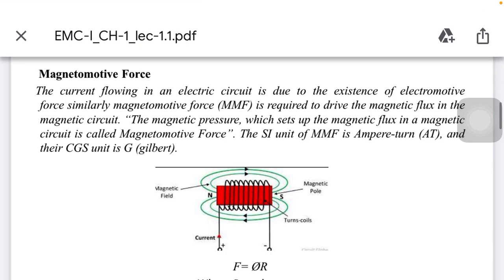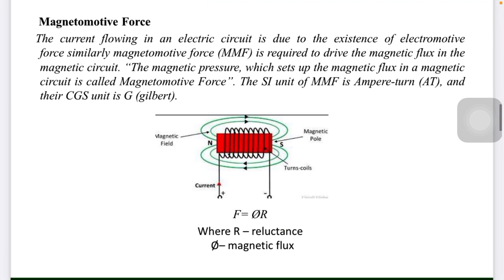Second, it is defined by flux into R, in which flux is the magnetic flux and R is the reluctance. Now what reluctance is, we will discuss later, I think in the fifth slide. So the second way to define the magnetomotive force: likewise the current flows in the electric circuit due to the existence of the electromotive force, similarly the magnetomotive force is required to drive the magnetic flux in the magnetic circuit. So the magnetic pressure which sets up the magnetic flux in the magnetic circuit is called the magnetomotive force, right?